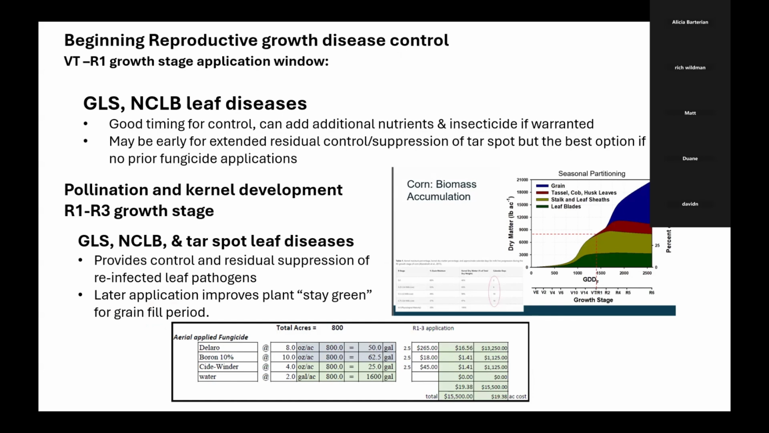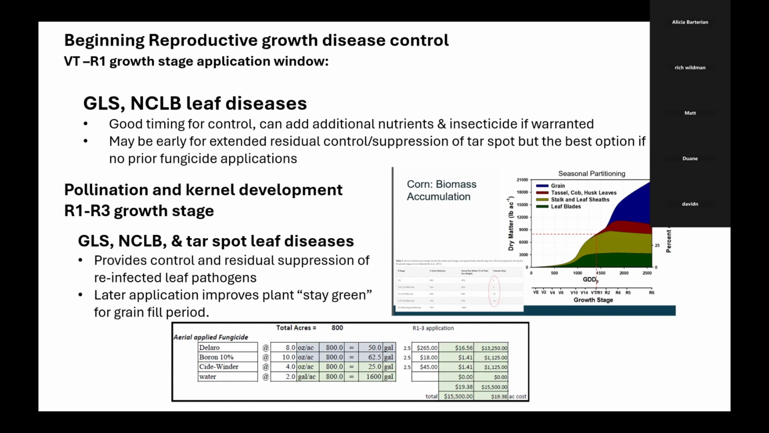But then take either one of those applications, nothing at planting and nothing at P8. That VT/R1 application window is probably the best option. Going in there, we can add in a boron, or you can add in a micro if you feel that's going to help. More feedback on that: sometimes we end up with some set pressure, flipping silk, whatnot.